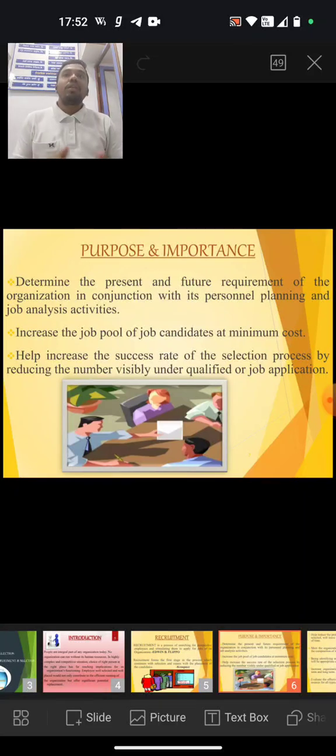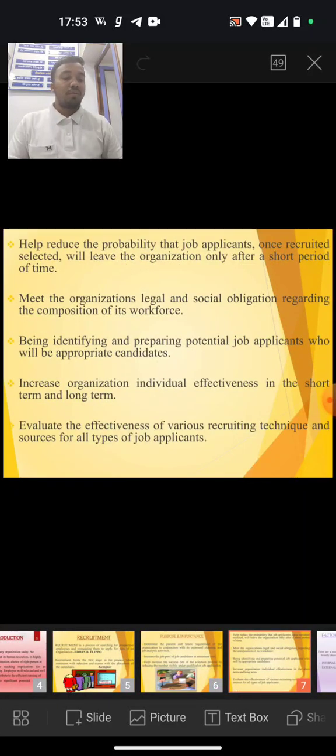Purpose and importance: determine the present and future recruitment needs of the organization in conjunction with personnel planning and job analysis activities, increase the job pool of candidates at minimum cost, help increase the success rate of the selection process by reducing the number of visibly underqualified job applications. Help reduce the probability that job applicants, once selected, will leave the organization after only a short period of time.